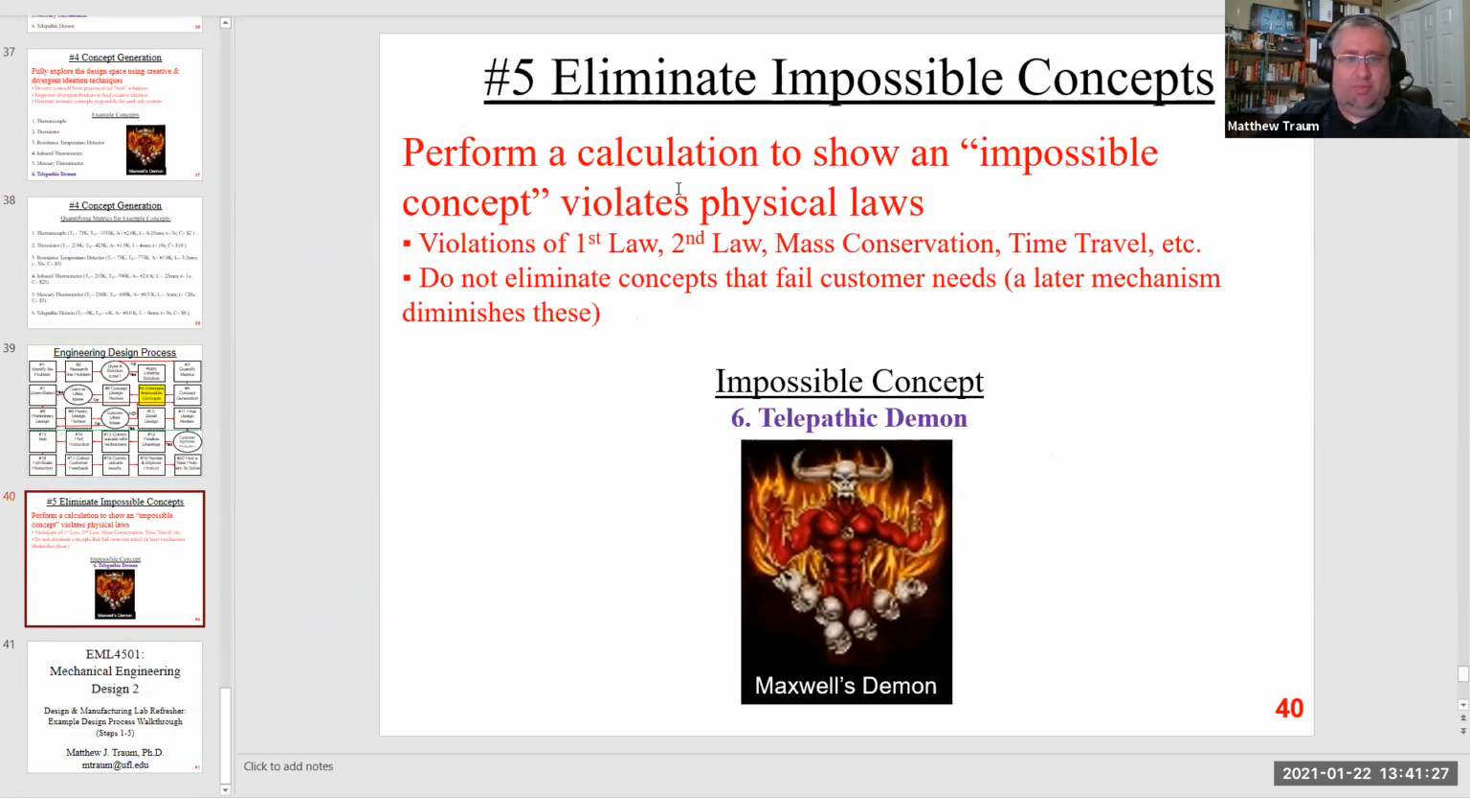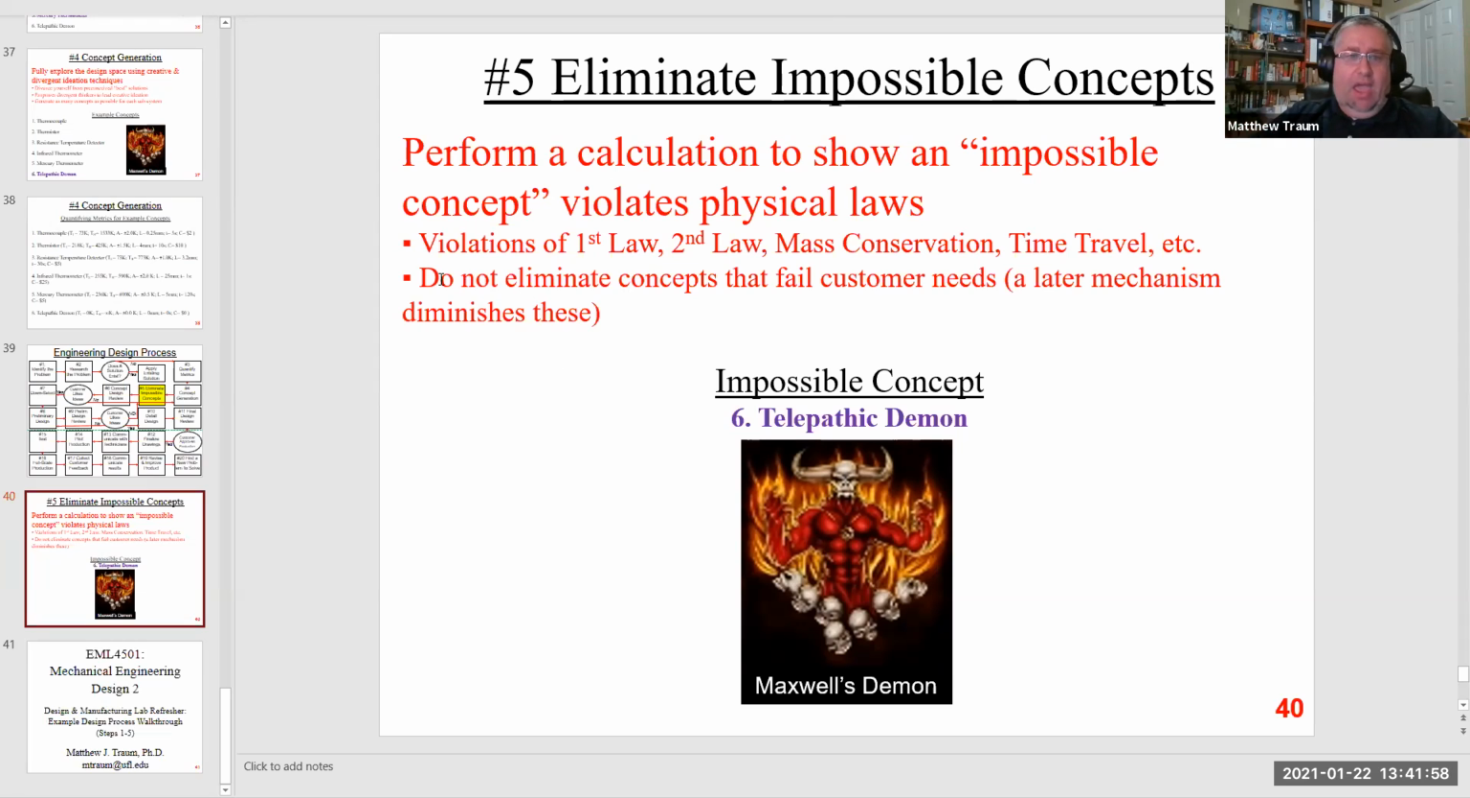When you eliminate impossible concepts, at this stage, the only ones that you should eliminate are ones that literally violate laws of the universe. So first law violators, second law violators, things that spontaneously generate or destroy mass, solutions that require time travel, telepathy. And I do require in 4501 that you actually do a calculation to prove to me that something is unphysical. And I've got a whole lecture on that, so we won't dwell on it.